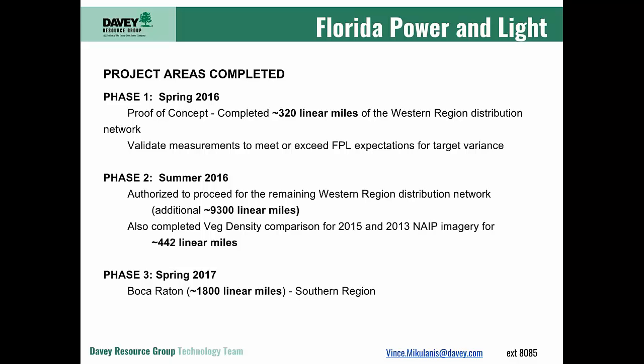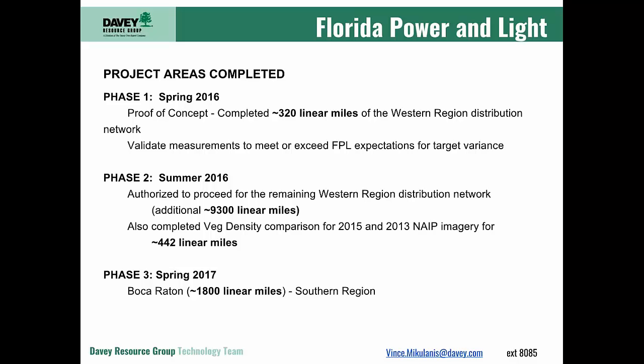In the spring of 2016, we completed the proof of concept. We did about 320 linear miles of the system, and we were able to validate the measurements to meet or exceed FPL's expectations for target variance. So we sent some field crews in, verified that what we were seeing in the aerial photos and the analysis that we were doing matched the conditions on the ground.